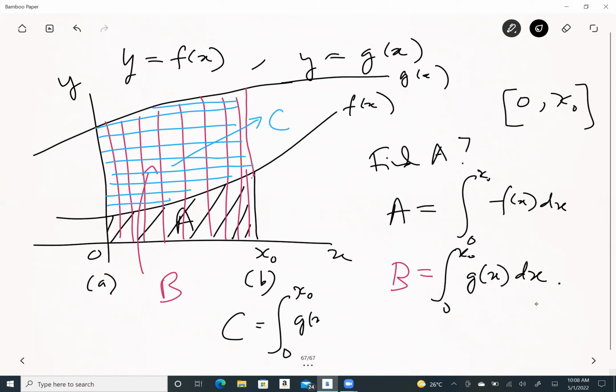of g of x dx, and you have to take away the same integral from 0 to x0 of f of x dx. So this is what we mean by area between two curves. We have to make certain adjustments. Either you subtract or you add, and then you have to find the intervals for which the area that we need to find.